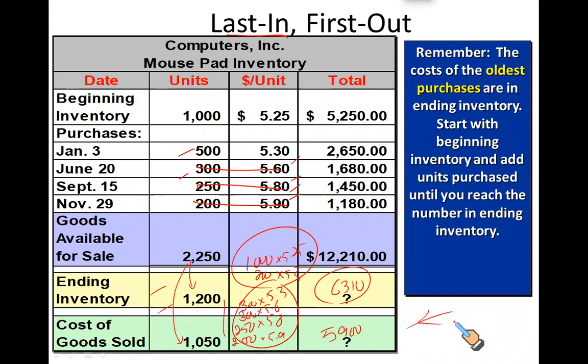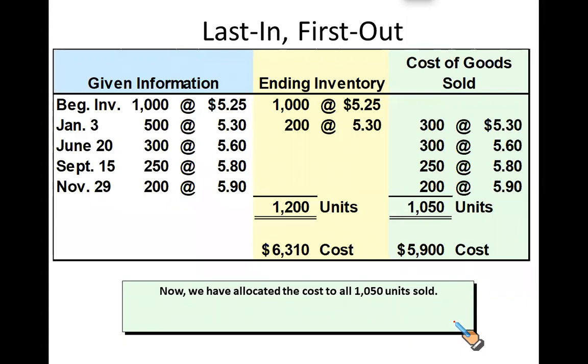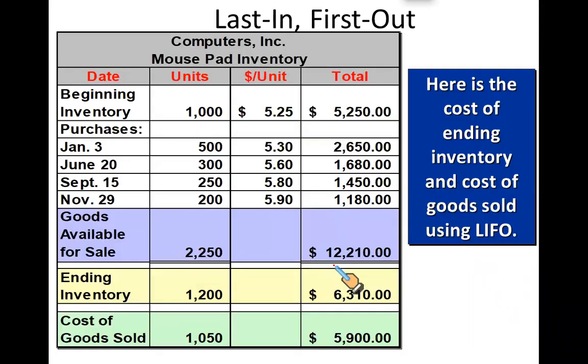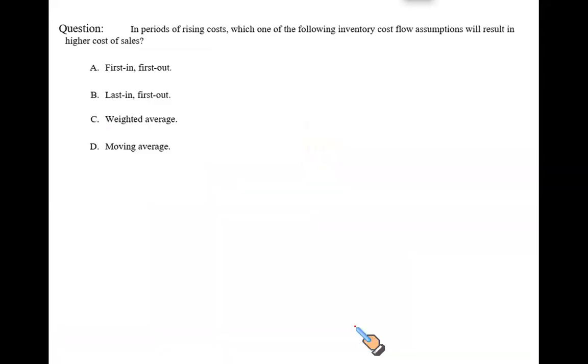So I have selected a couple of questions. See, these are the numbers: cost of goods sold and your inventory number. So this is the ending inventory, and this is the cost of goods sold. All right. Now, the question here: in periods of rising costs, meaning when the prices are increasing, which of the following inventory cost flow assumptions will result in higher cost of sales?